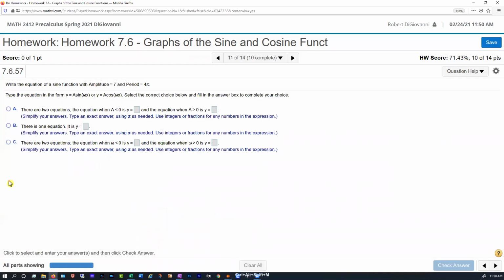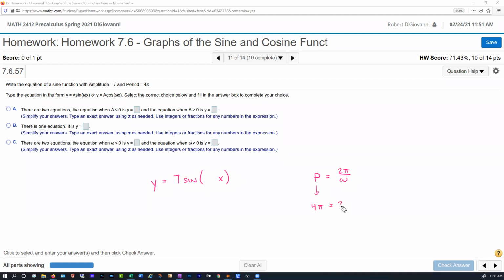All right, write the equation of a sine function with amplitude 7 and period of 4 pi. Now you have to think backwards. We have y equals, we need an amplitude of 7, and we need it to be a sine function. Then we need a number in front of x so the period is 4 pi. Remember, the period is equal to 2 pi over the number in front of x. But we want that period to be 4 pi.